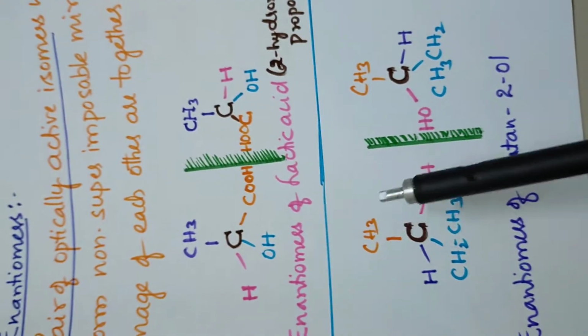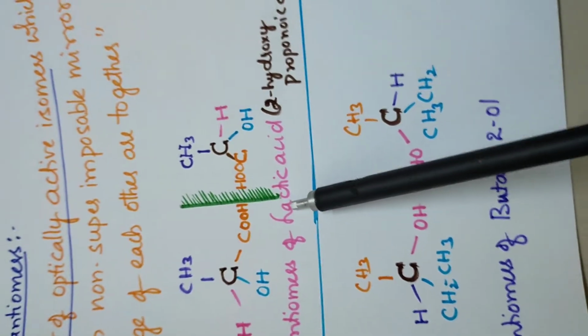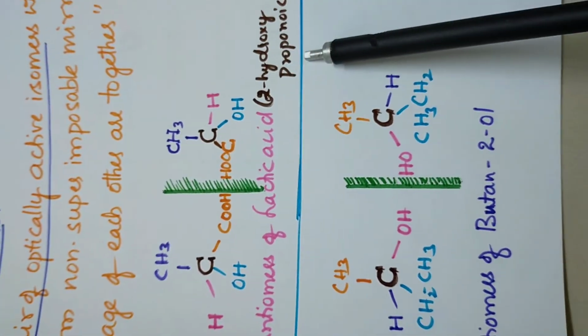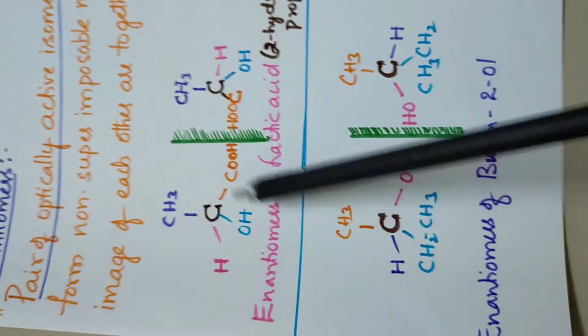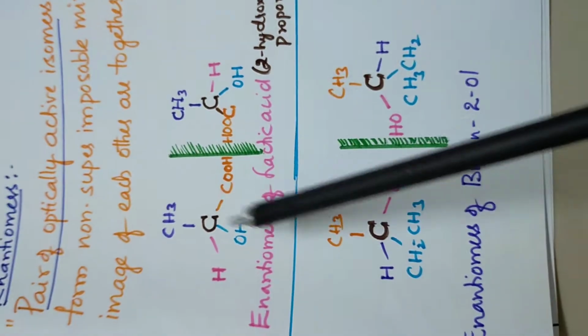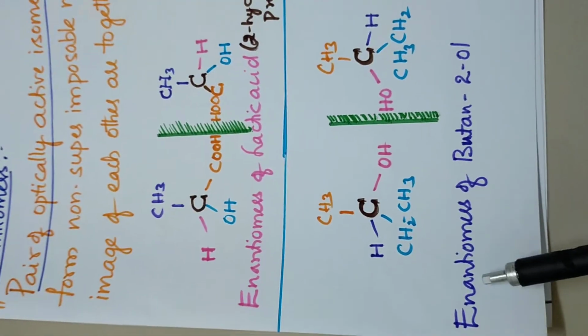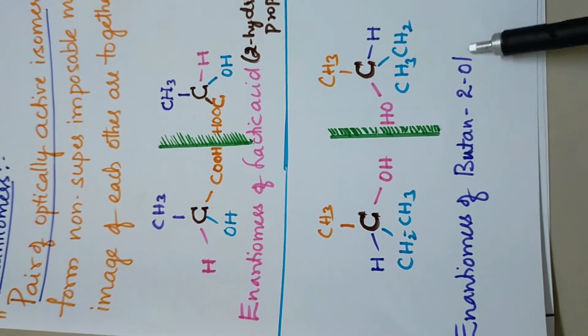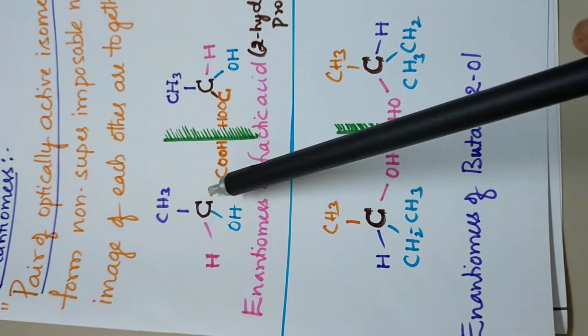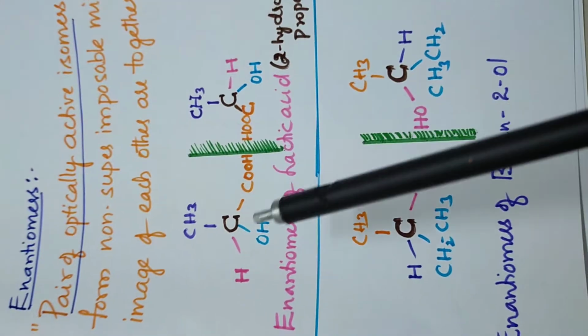Here is an example of that: enantiomers of lactic acid. This is 2-hydroxy-propanoic acid. 2-hydroxy-propanoic acid. This is an example for enantiomers. Another example is the enantiomer of butan-2-ol. Butan-2-ol is another enantiomer, same type. Try to understand.